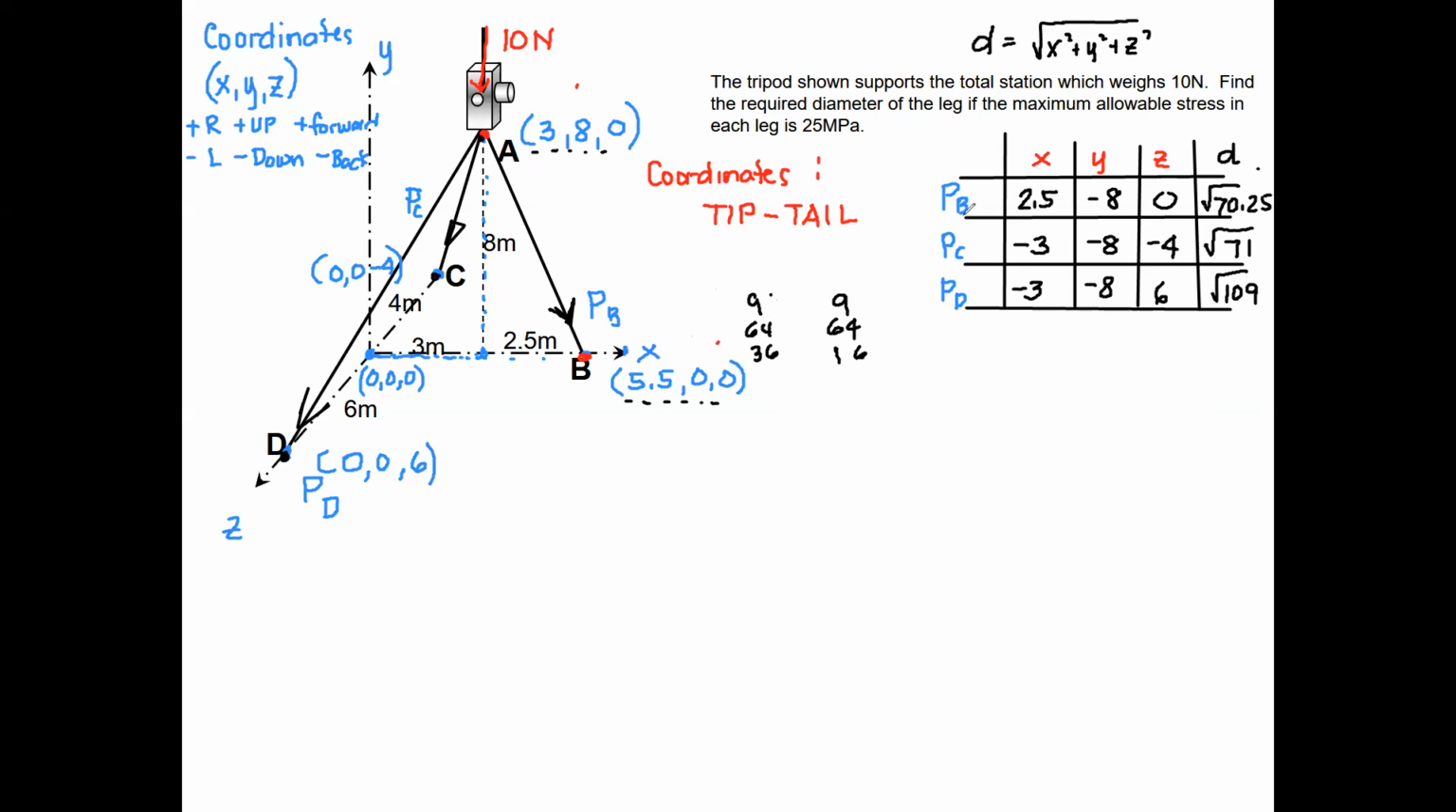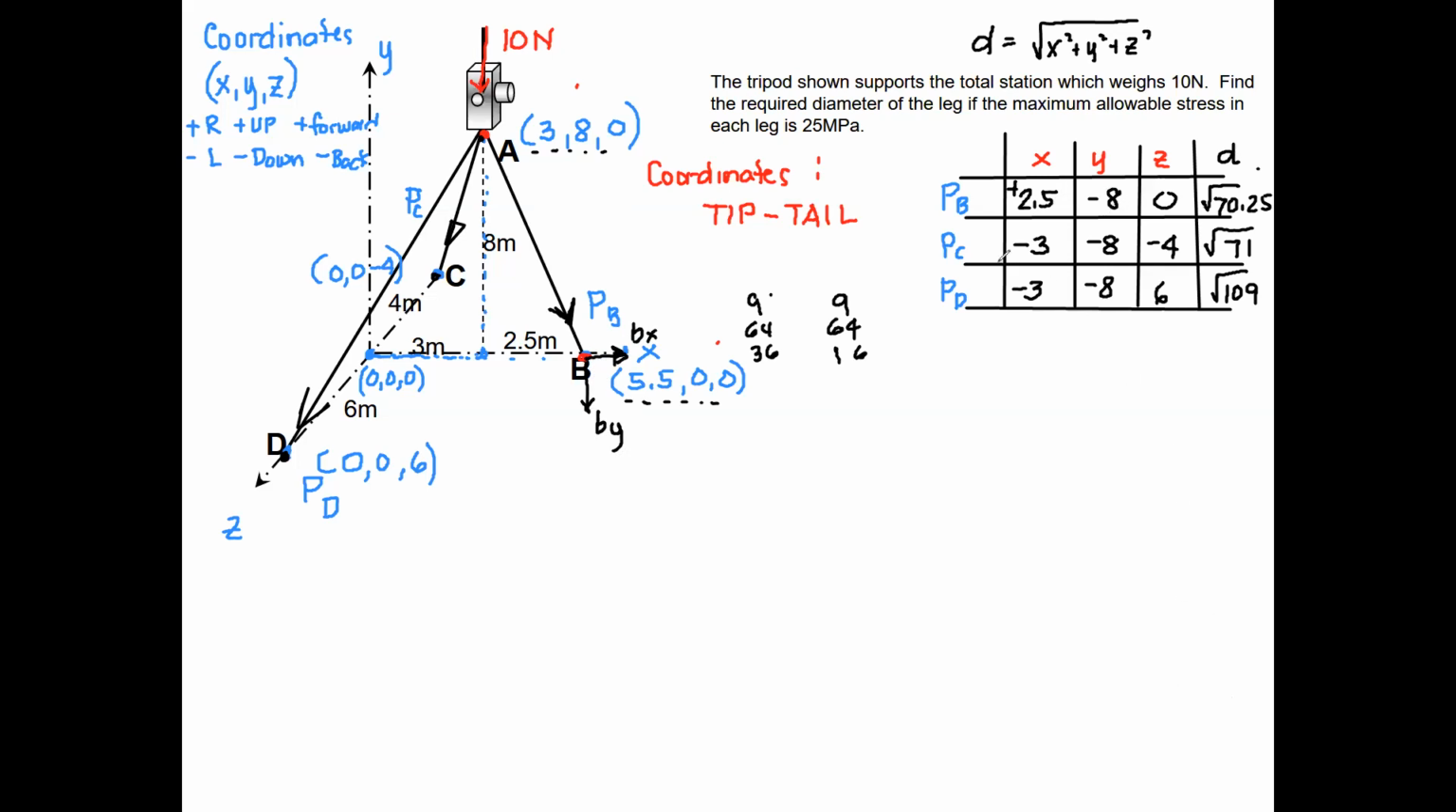Yung B, positive ang X, negative ang Y. So if I will place there the components of B, ang X to the right, positive, so this will be B sub X, and yung Y, pababa, B sub Y. Let me just use small letter na lang. The component of B is to the right, B sub X, and to the downward is B sub Y. Walang Z, so I do not need to place Z.